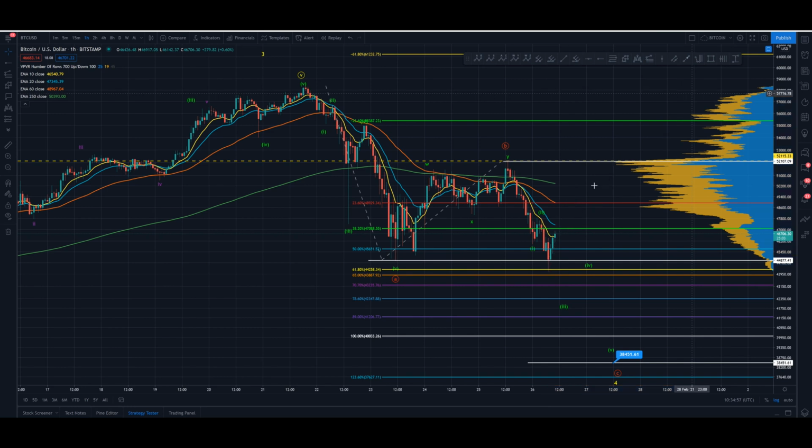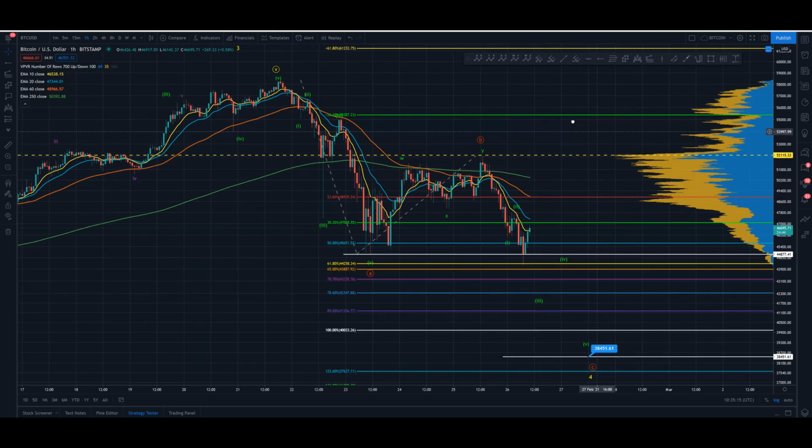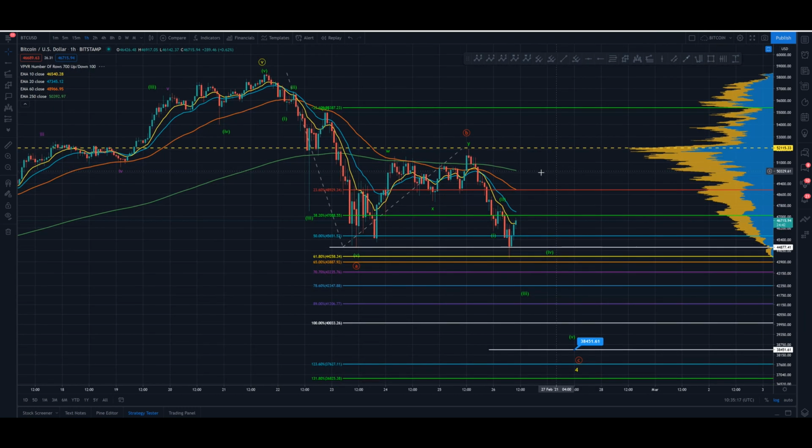So if we're going to bottom here at the 61 length of the A for the C, we'd have to take out this high at 52.107 to be sure that we're going higher, and that would have to be supported by a 5-wave structure on the smaller time frame, and the smaller time frame, and the smaller time frame, off we go up in an impulse wave. Okay, right then. Do I think that's likely? Not really. No, I don't.